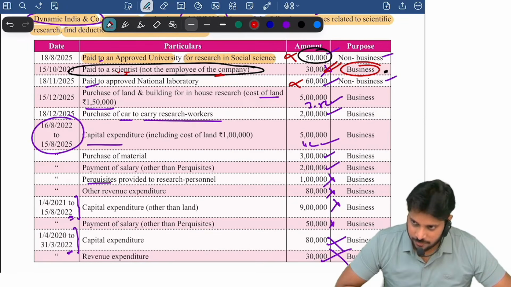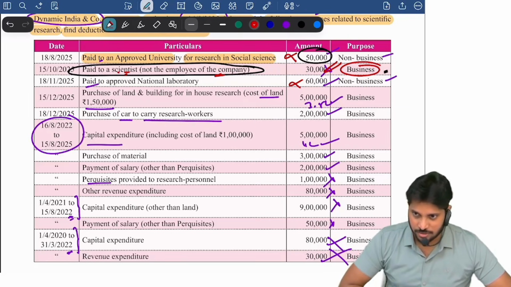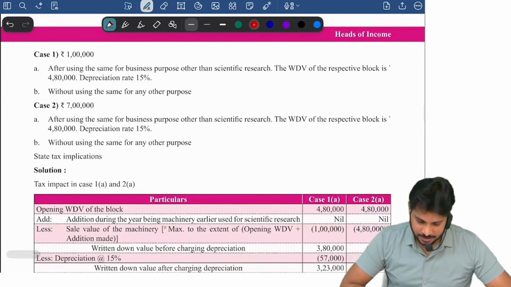That's correct logic. Very good actually. Good point. That point alone is very good. That's it. Next.